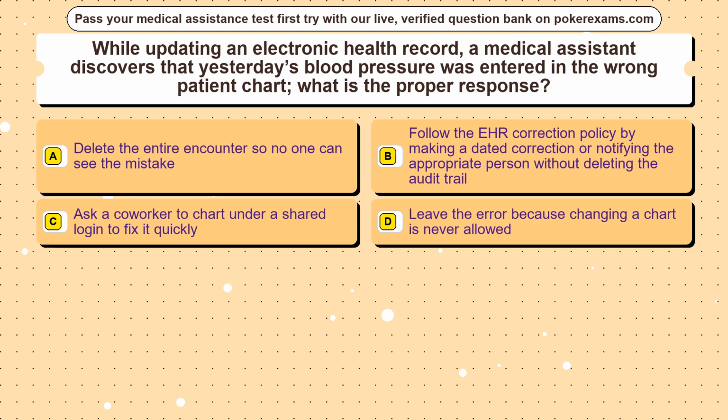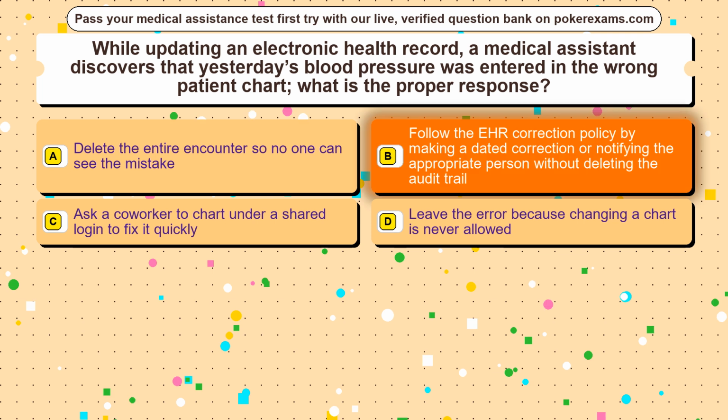Question 93. While updating an electronic health record, a medical assistant discovers that yesterday's blood pressure was entered in the wrong patient chart. What is the proper response? Option A, delete the entire encounter so no one can see the mistake. Option B, follow the error correction policy by making a dated correction or notifying the appropriate person without deleting the audit trail. Option C, ask a coworker to chart under a shared login to fix it quickly. Option D, leave the error because changing a chart is never allowed.